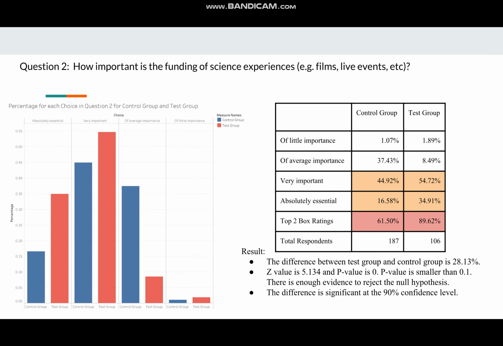The second question asks people whether they think funding of science experiments is important. The difference is even larger, which is around 28%, and p-value is close to 0. So again, the difference is significant.